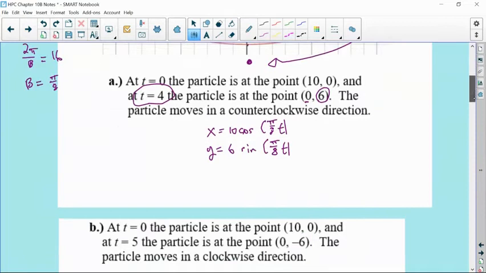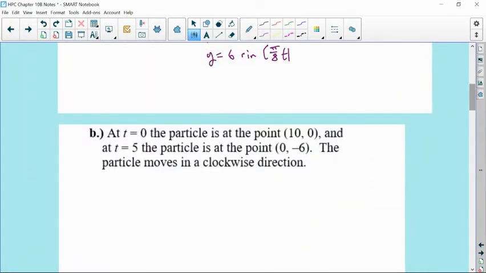So I at least now know that if it takes 20 seconds, so 2 pi over b is equal to 20 seconds for the whole period to go around, that means b has to be equal to pi over 10.